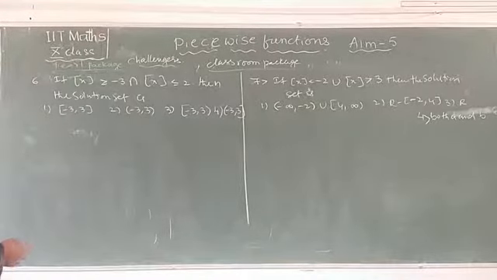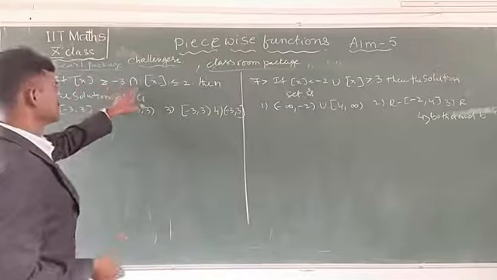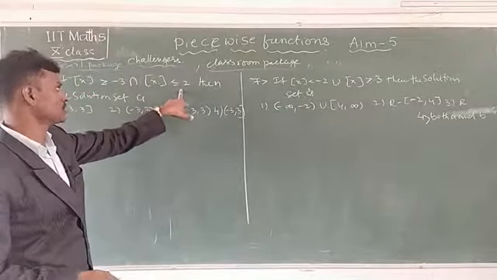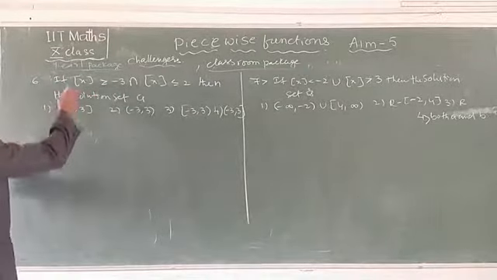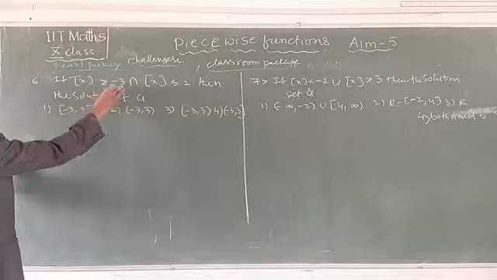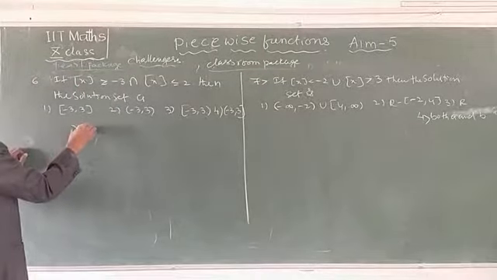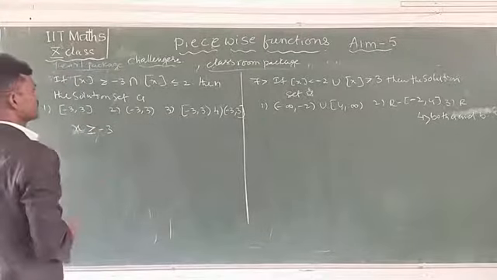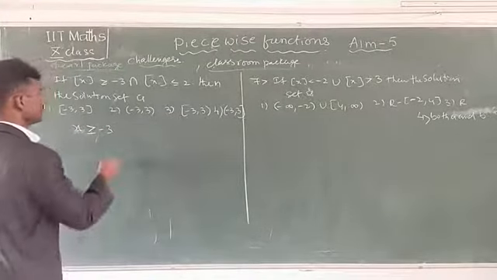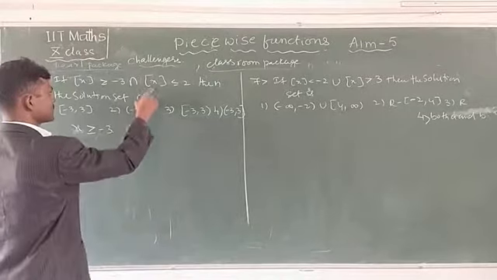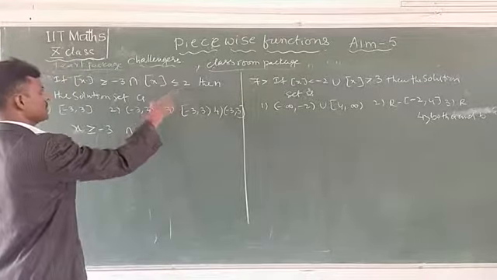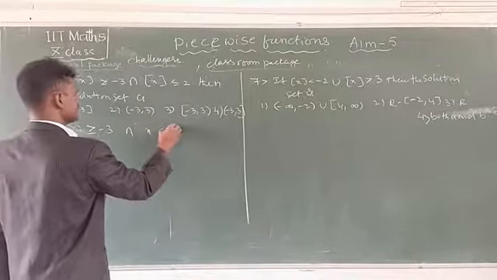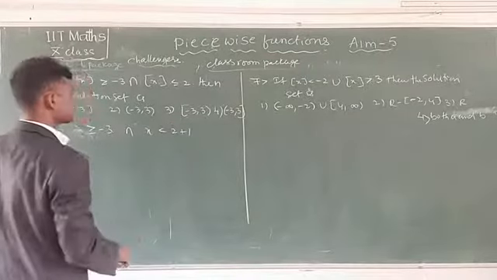Next, the sixth one. If step x is greater than or equal to minus 3, intersection step x is less than or equal to 2, then the solution set is, see here, step x is greater than or equal to minus 3 means x is greater than or equal to minus 3. Next one, intersection, here step x is less than or equal to 2 means x is less than 2 plus 1.